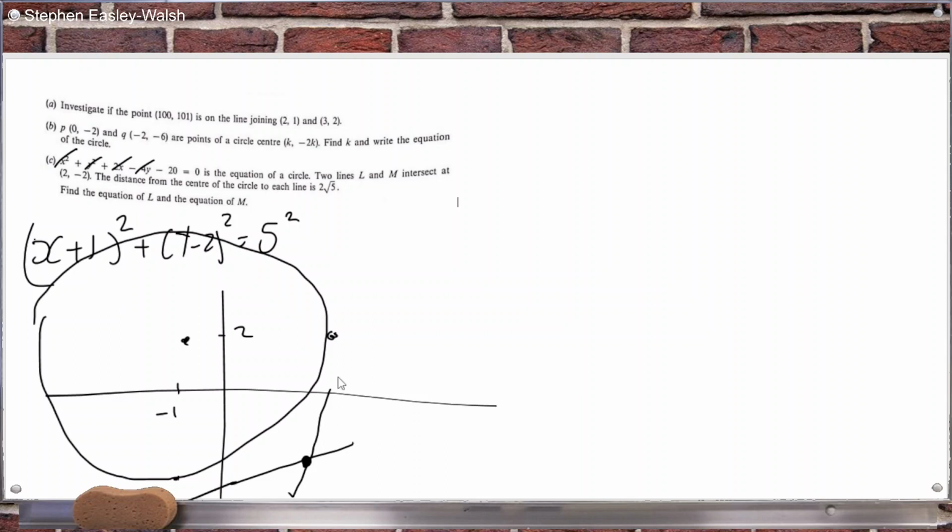Because for it to be the same distance, it kind of has to be perpendicular, doesn't it? I think so. It's kind of a tricky one. So let's find the equation of a line that passes through 2, minus 2.